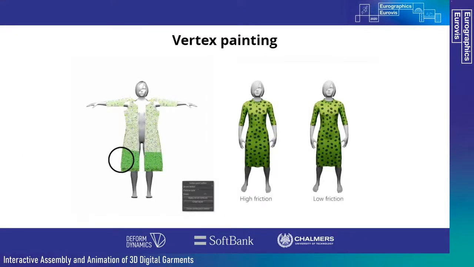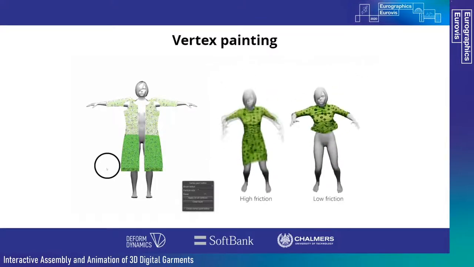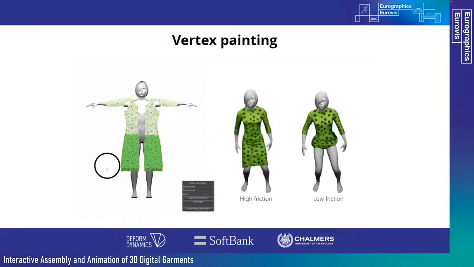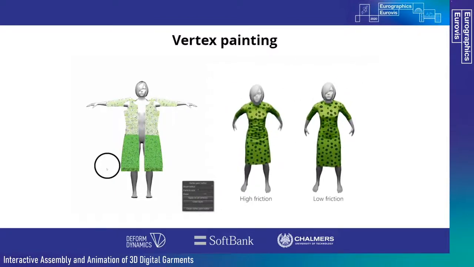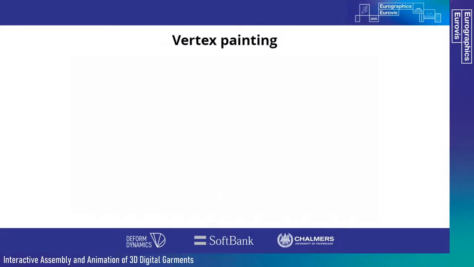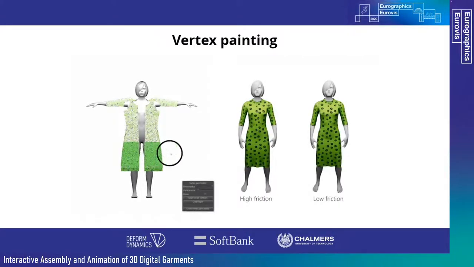To give users more control over how the garment behaves during simulation, our system provides a vertex painting tool for fine-tuning parameters such as kinetic friction, static friction, and mass. This, for example, allows the user to simulate different materials for different patches, or even for each individual vertex.